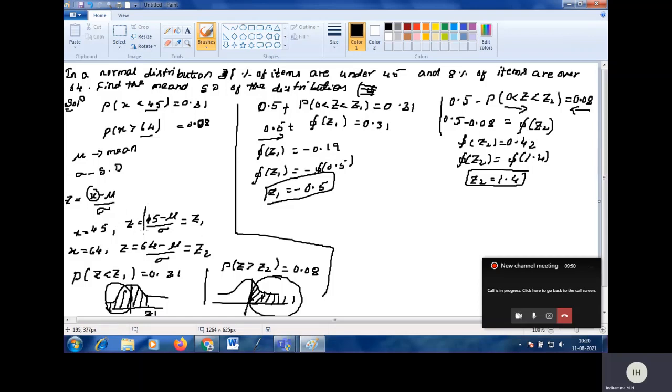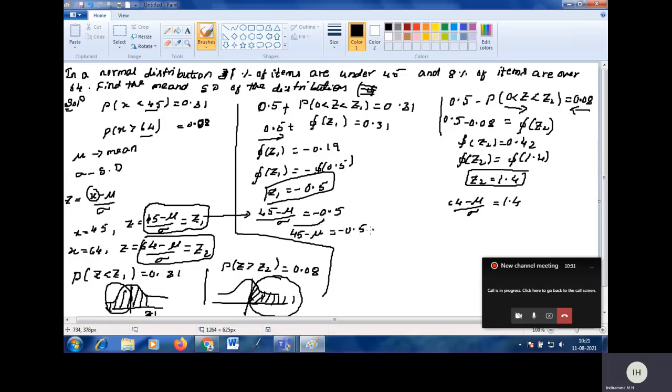Here we have that 45 minus mu by sigma is equal to z1. Here I am going to substitute the value of z1. So 45 minus mu by sigma is equal to minus 0.5. Similarly, for the second expression, 64 minus mu by sigma is equal to z2, and z2 is 1.4. Now cross multiply, we got 45 minus mu is equal to minus 0.5 into sigma.